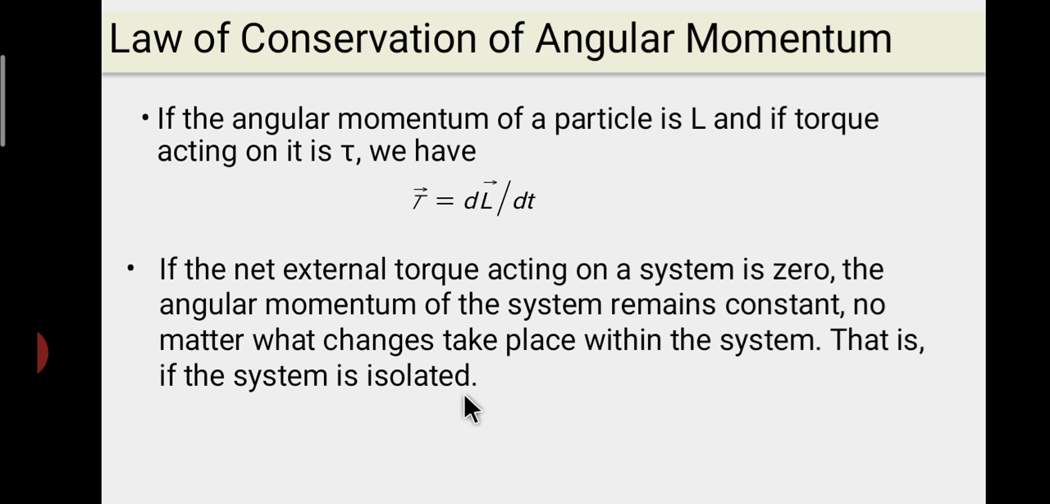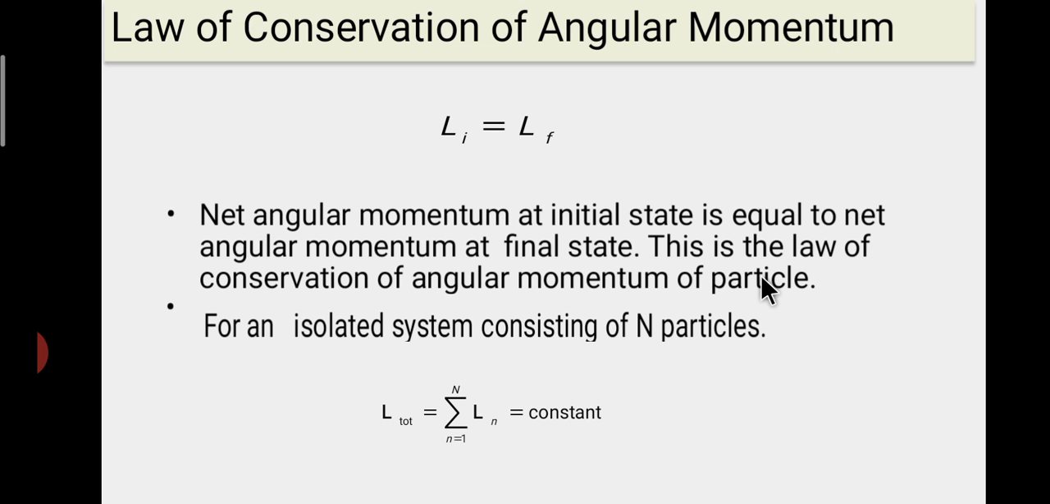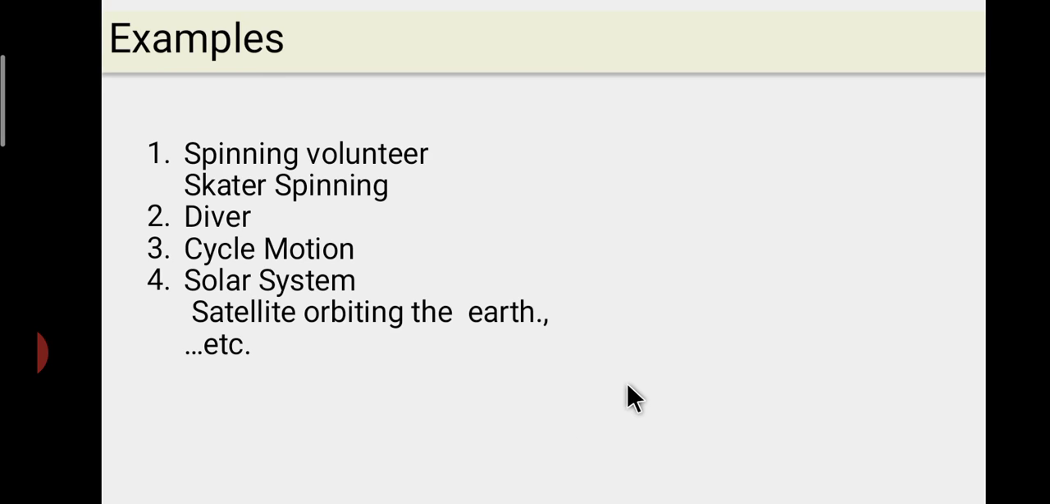That is, if the system is isolated, which means no external force or external torque acts on the system, then the total angular momentum of the system is constant. That is, the net angular momentum at the initial state is equal to the net angular momentum at the final state. This is the law of conservation of angular momentum. For an isolated system consisting of n particles, the total angular momentum is the summation from n = 1 to n of Lₙ, which is constant.